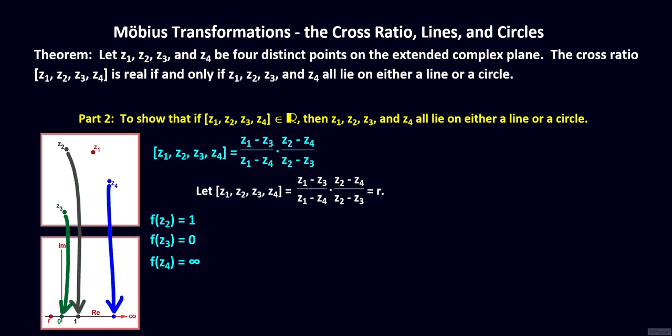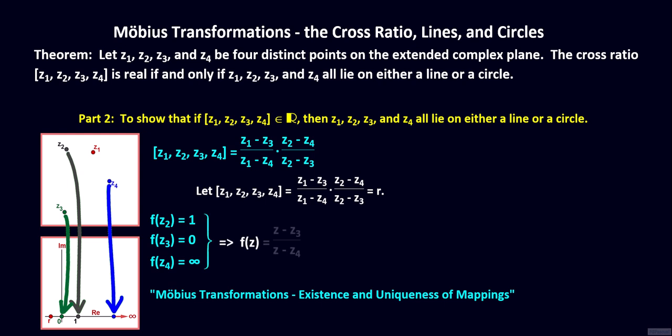For a proof of the existence and uniqueness of this Möbius transformation, we refer the viewer to the video Möbius Transformations, Existence and Uniqueness of Mappings. We are including a link to this video in the description of this lecture. The viewer can also check that f of z can be written as z minus z sub 3 divided by z minus z sub 4 times z sub 2 minus z sub 4 divided by z sub 2 minus z sub 3.